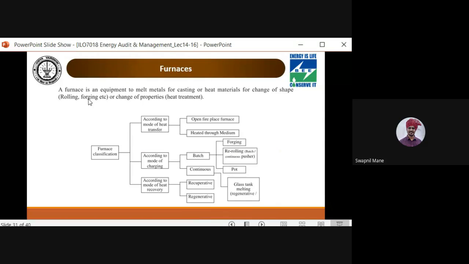A furnace is equipment to melt metals for casting or heat materials for change of shape, that is rolling, forging, or change of properties like heat treatment. So you must have come across various furnaces. Like we have done one experiment in the material technology lab in which we do end quenching. So to prepare the specimen for end quenching, we put it in a furnace.